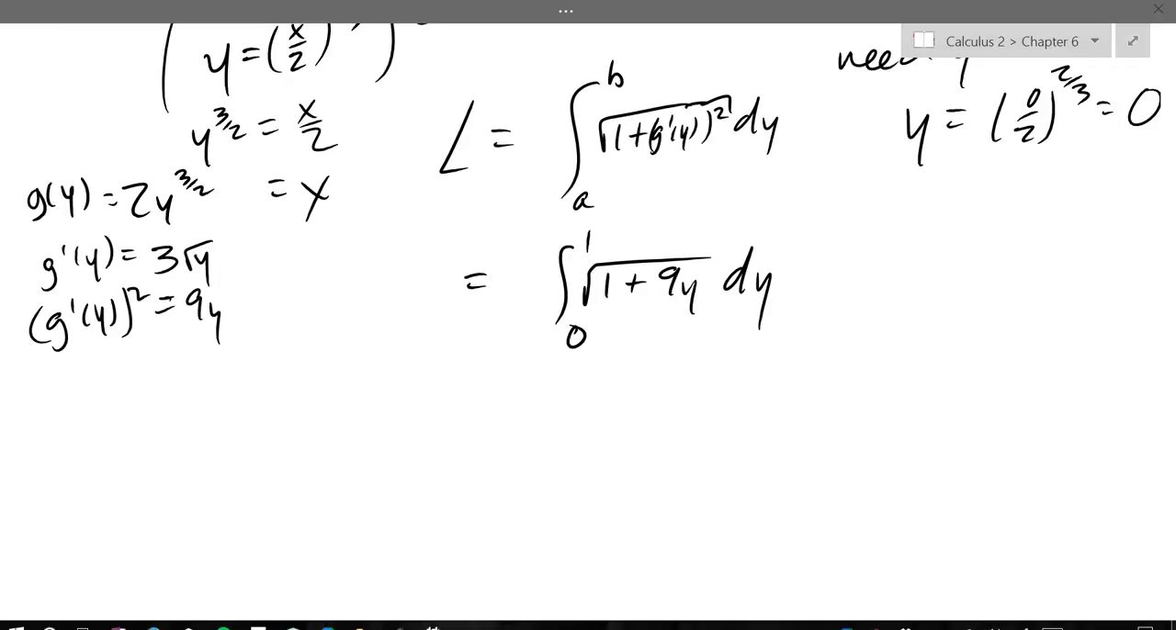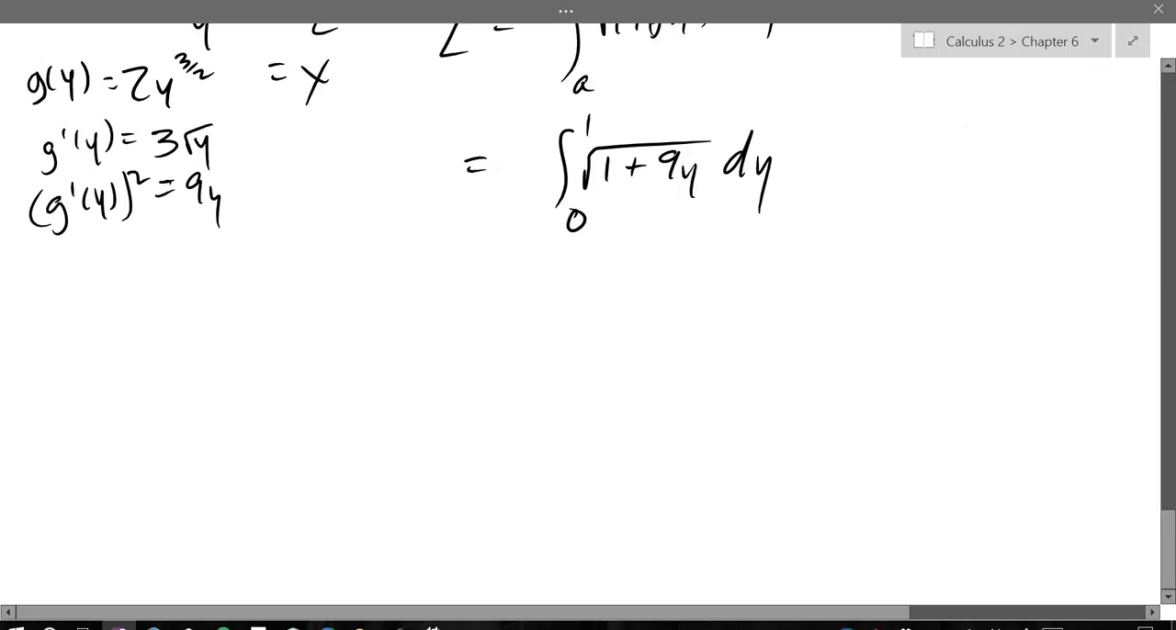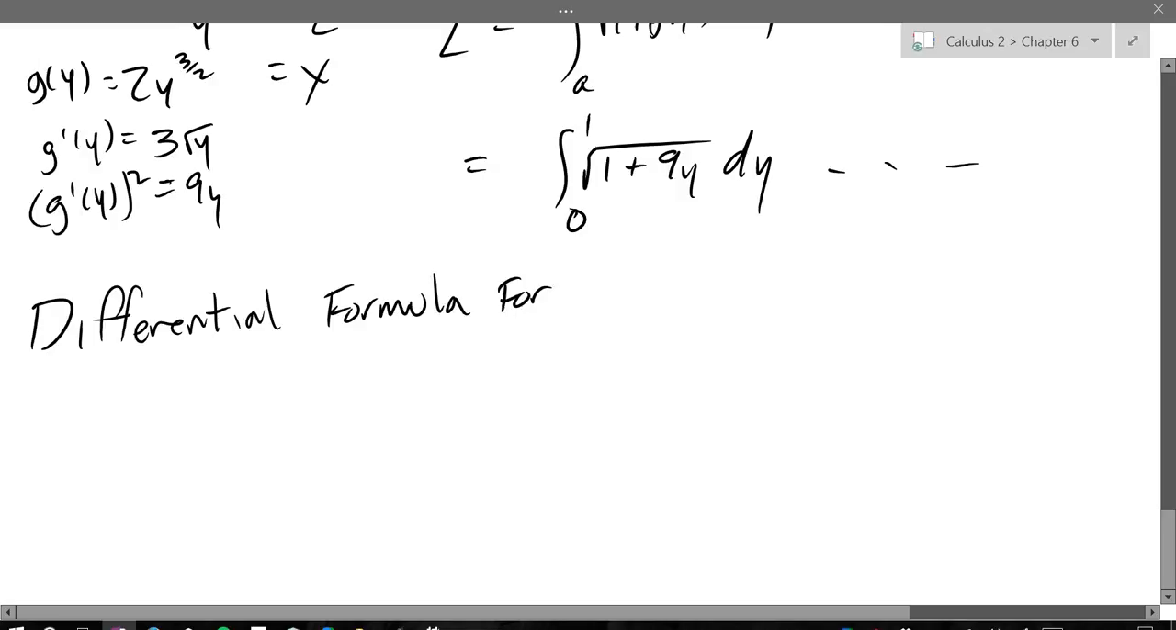What we're going to look at is called the differential formula for arc length. We're going to suppose that we have a continuous curve. So suppose y equals f of x is continuous.